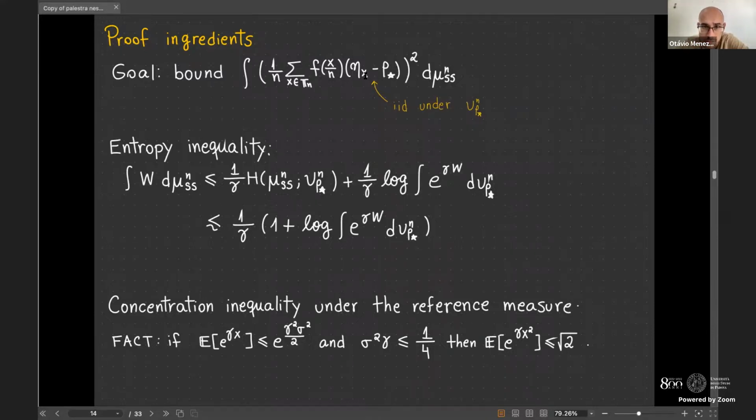And if instead of looking at the occupation of a single site, you look at a local function, then there's some extra steps, and you get that extra factor with the size of the support. But it's basically 2 steps. Use your entropy to change the measure, and then use the explicitness of your reference measure to estimate your exponential moments.